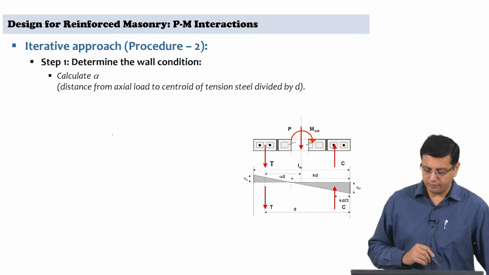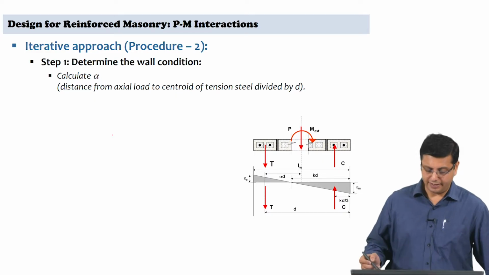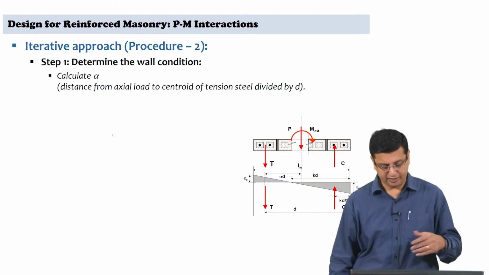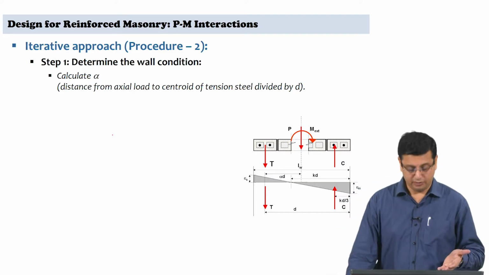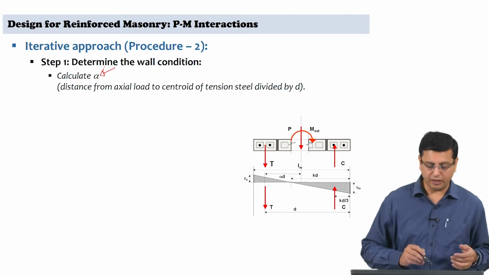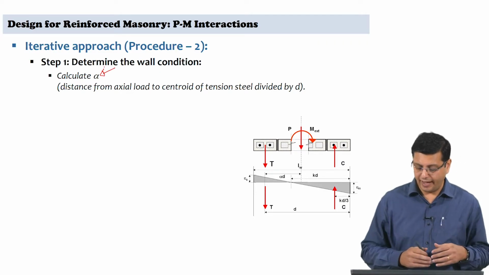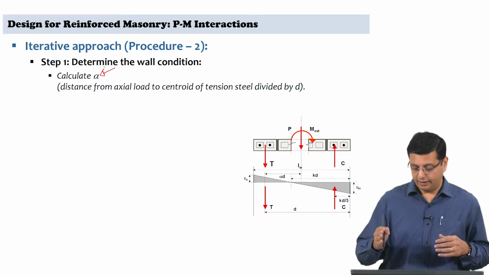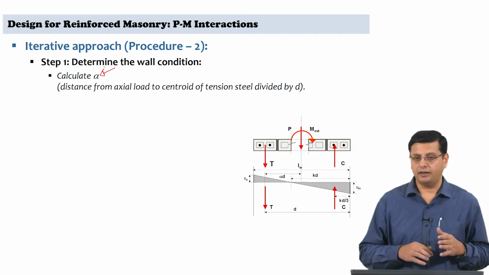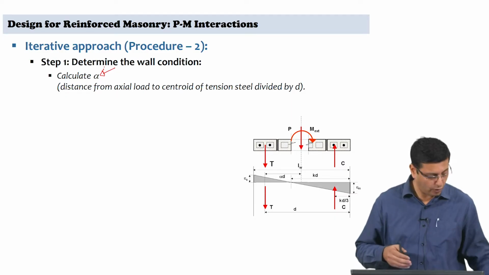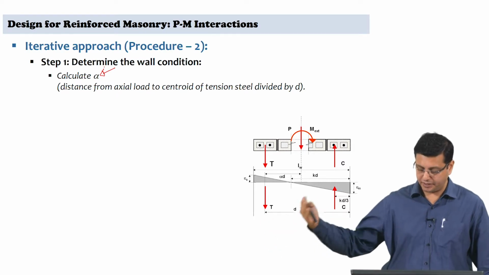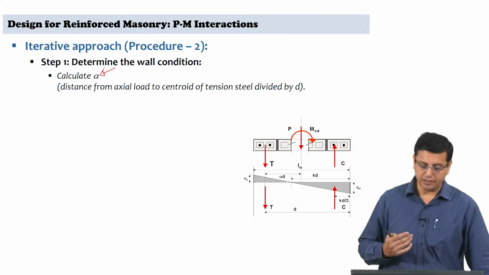In step 1, you have to estimate, based on the P and M that you're looking at, this quantity alpha. This is a new quantity that we are introducing. We were not working with this earlier. This quantity alpha is the distance from where the axial load is acting to the centroid of the tension steel, normalized to the effective depth d, which is from the edge compression fiber to the centroid of the tension steel.